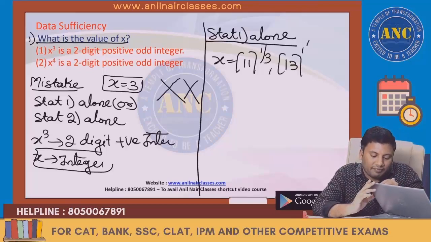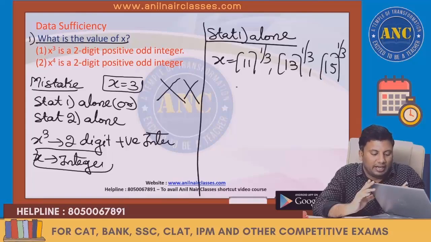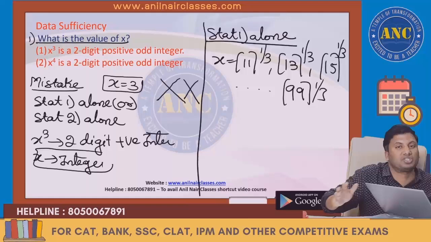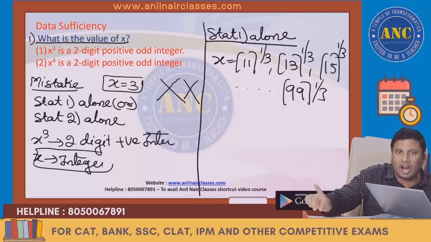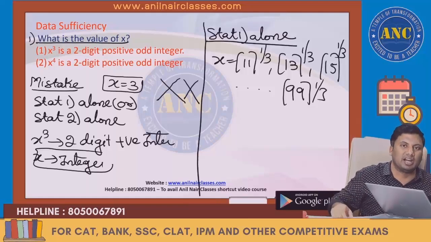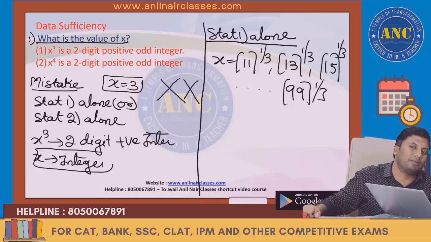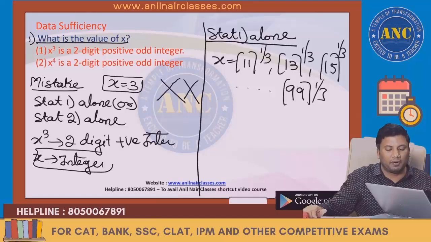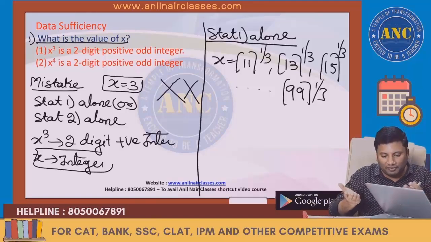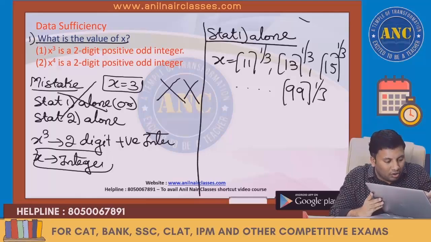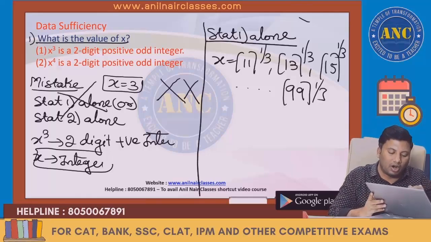x is 13 power 1 by 3, 15 power 1 by 3. It can take up to 99 power 1 by 3. x cube is a 2-digit positive odd integer. That does not mean that x is an integer. x could be a surd also, of the form 11 power 1 by 3 till 99 power 1 by 3. What is the value of x? I got more than one answer. Statement 1 alone is insufficient. I hope you are all there with me.